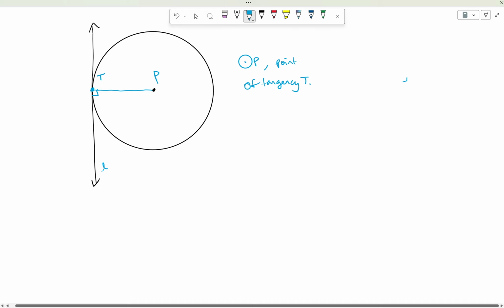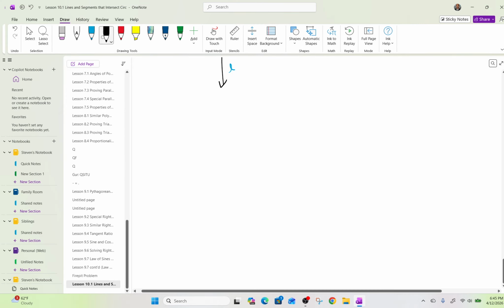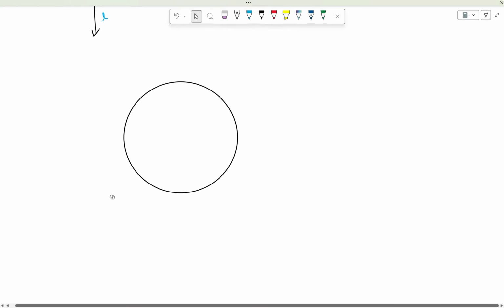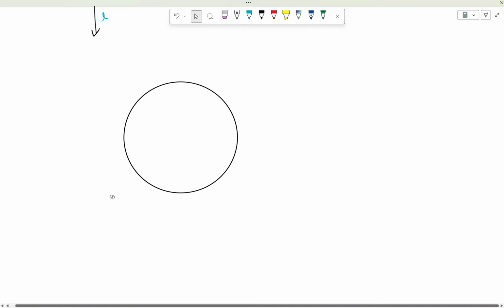So the relationship of the point of tangency to the center of the circle for the line that is tangent is perpendicular. So PT is a perpendicular line to line L. So that radius is perpendicular. More fun facts, some more fun relationships. Let's go auto shape. Let's get another circle P.